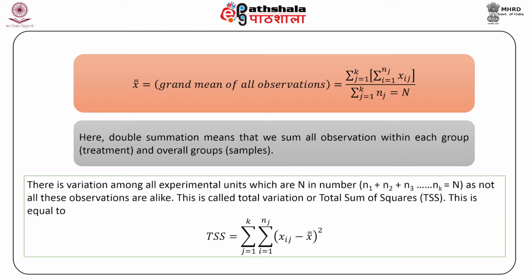There is variation among all experimental units, which are n in number, n1 plus n2 plus n3 and so on up to nk equal to n, as not all these observations are alike. This is called total variation or total sum of the squares, TSS, and this is written as TSS equal to double summation of xij minus x double bar whole square, and the inner summation is of i from 1 to nj, and the outer summation is of j from 1 to k. So total sum of the squares is the sum of the squared deviation of all sample observations from their overall or grand mean.